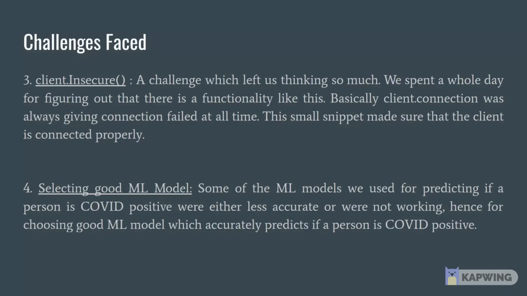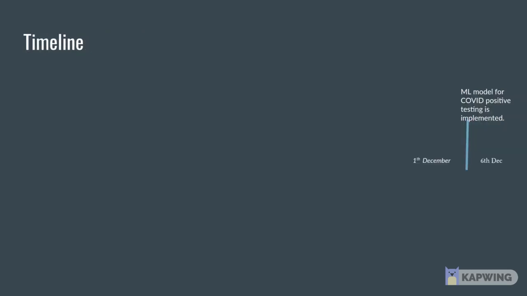Other challenges were on the sensor device code end, where, with the client.insecure function, we spent an enormous amount of time debugging a functionality which was provided by client.insecure. And another problem that we faced was to select a good ML model. Some of the ML models used for predicting COVID positive were either less accurate or were not working well enough because of data mismatch. So it was also challenging to find a good model which checked all the boxes.